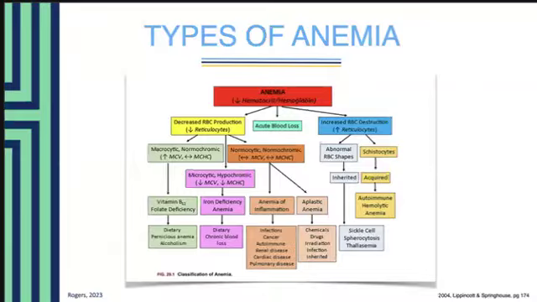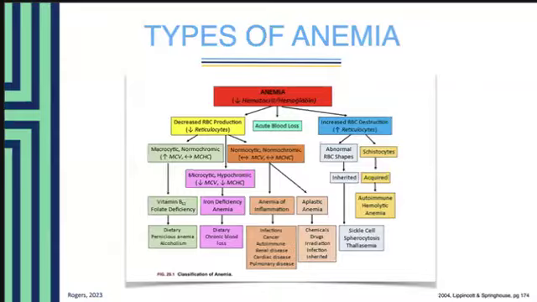Anemias can also be identified based on the size of red blood cells: microcytic, where we see small cells, normocytic, those of normal size, and macrocytic, which are larger size red blood cells. Now we're going to start with megaloblastic anemias, which are those macrocytic anemias.